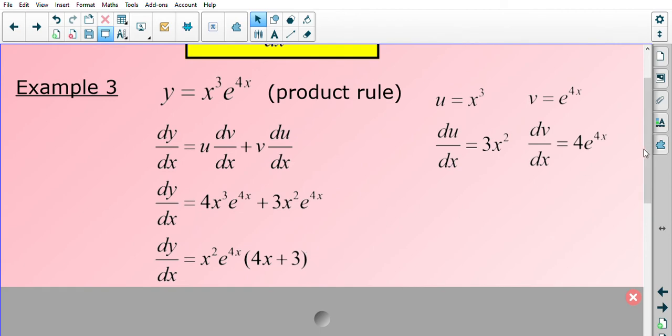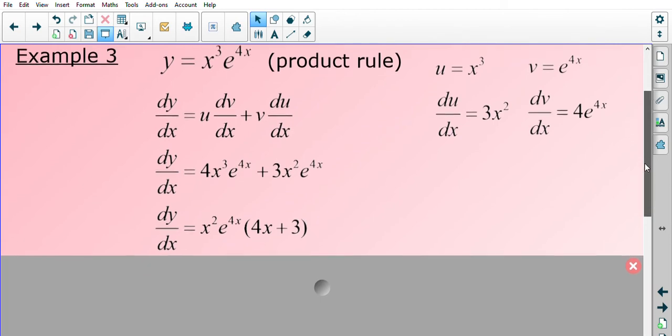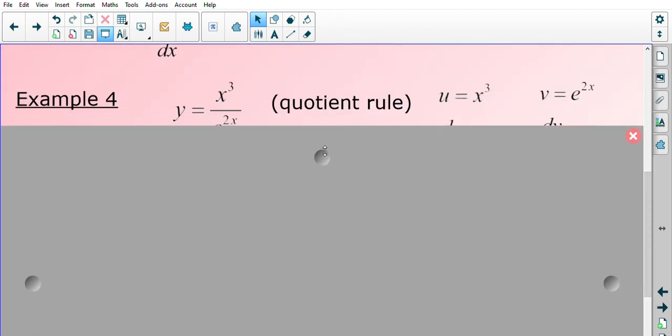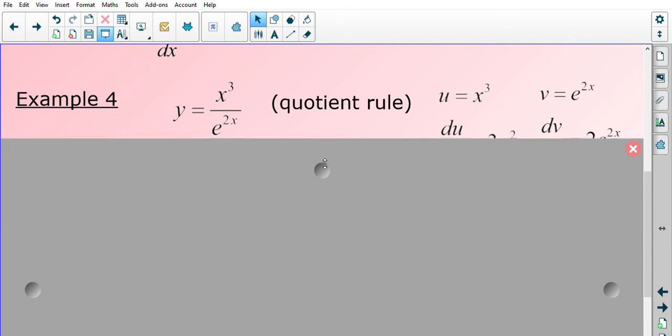Let's look at a fourth example, just to show you, and that'll be the end of this video. We're going to look at a quotient rule question, so this is my quotient here. I've got y equals x cubed over e to the 2x, and something to maybe note, you could have actually brought this up to a negative power and used a product rule for this, however, keeping it as positives means I can use the quotient rule. So u would equal x cubed, that'll be my function on the top, v is e to the 2x.